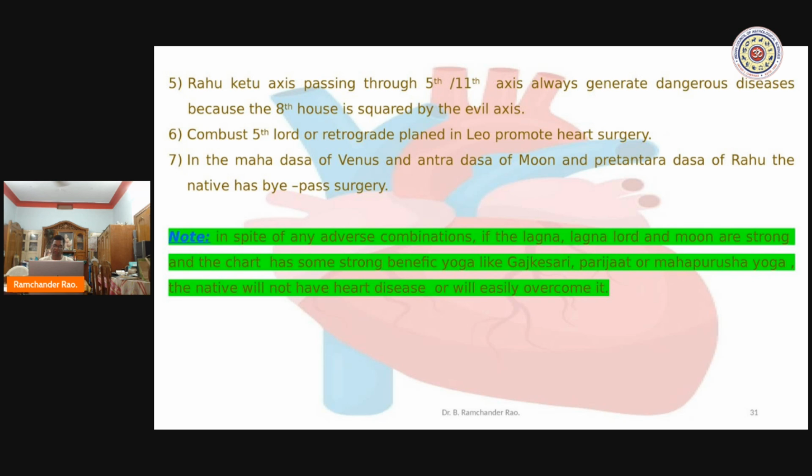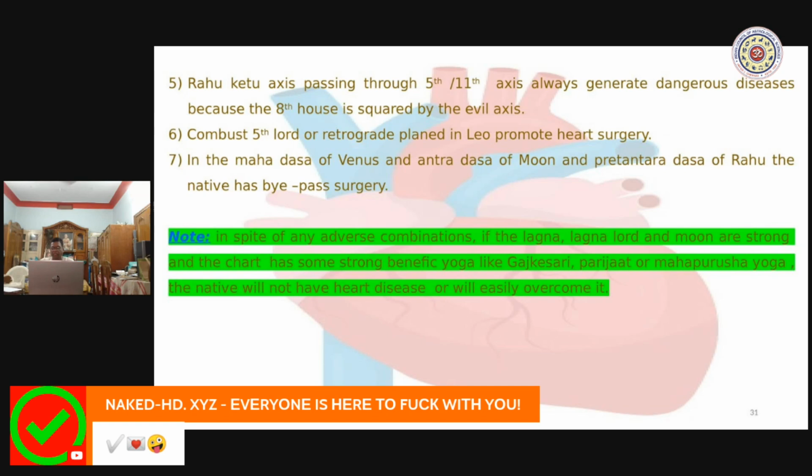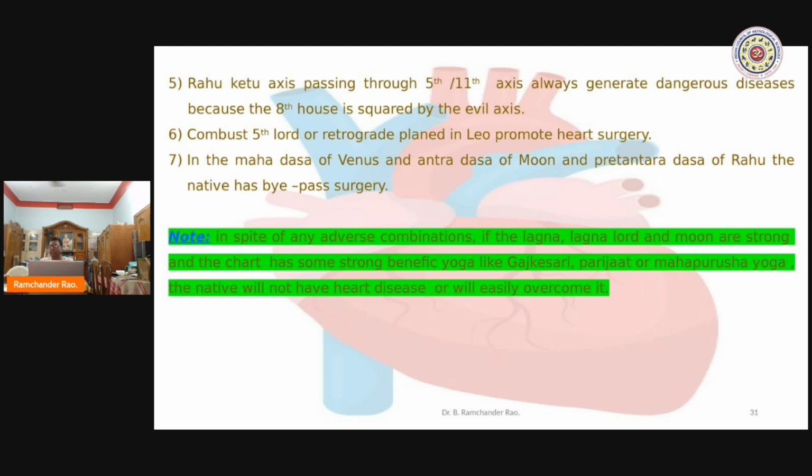Now, a combust 5th lord or a retrograde planet placed in Leo promotes heart surgery. In the Mahadasa of Venus, Antardasa of Moon and Pratyantardasa of Rahu, the native has bypass surgery. Note, in spite of any adverse combination, if the Lagna, Lagna lord and Moon are strong and the chart has some strong benefic yogas like Gajakesari Yoga, Parijata Yoga, or Mahapurusha Yoga, the native will not have heart disease or will easily come out of it.